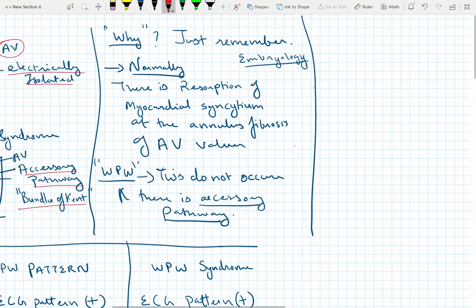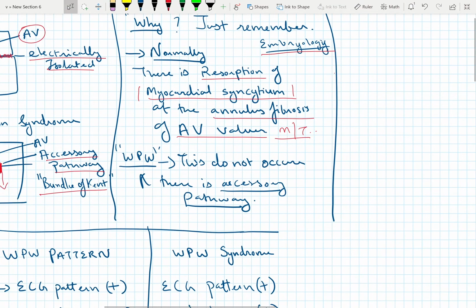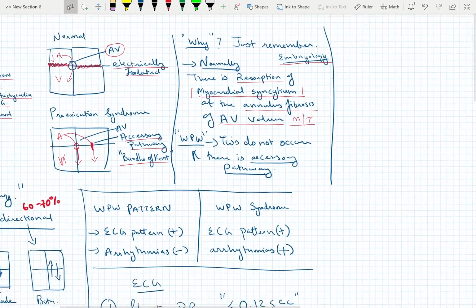Next, why does this happen and what is the embryological importance? There is a myocardial syncytium. Usually this is reabsorbed at the annulus fibrosus of the AV valves, which are the mitral and tricuspid. This does not occur in the patient with Wolff-Parkinson-White, and the remnant of the myocardial syncytium is known as the accessory pathway. So this is the embryological importance.